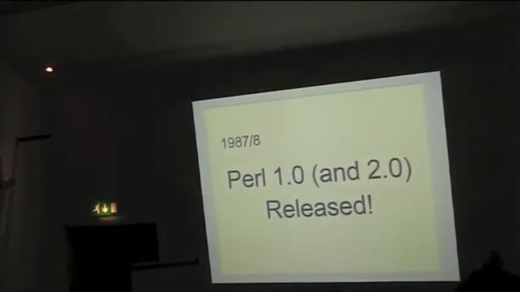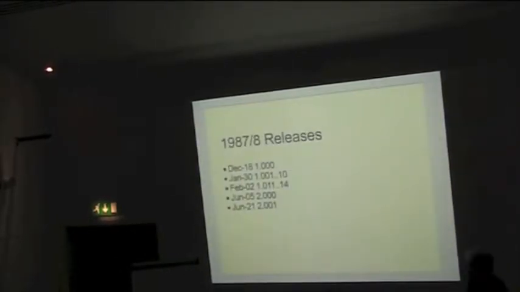So, 1987: Perl 1 and Perl 2 were both released during '87, '88. Of course, in order to do 25 years, I've had to combine '87 and '88 into one for fence post reasons. So here's a list of the releases that came out during that time. As you see, there's Perl 1 on December the 18th, and then Perl 2 followed 6 months later.